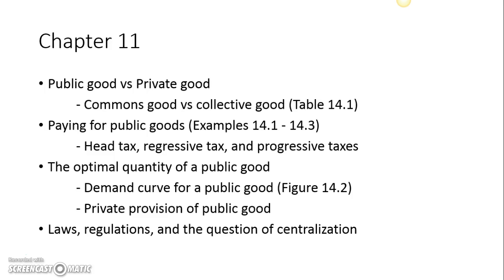Also understand about paying for public goods, so the different types of taxes and how they work and how they can kind of not work as well, because people have incentives to not say their true valuation sometimes. Think about the optimal quantity of a public good. How do we get the demand curve for a public good, which you can see in figure 14.2? How could the private market get provision of a public good? Does that work? Does it not work? So you want to study up about that. And also think about government intervention, laws, regulations, and the question of centralized control over public goods and how that works out in the market as well.